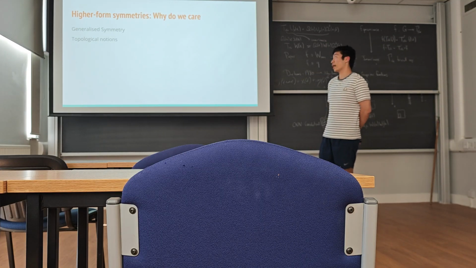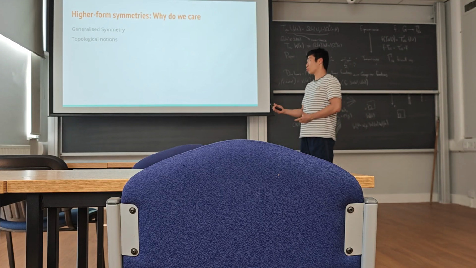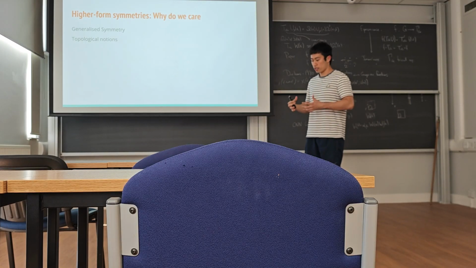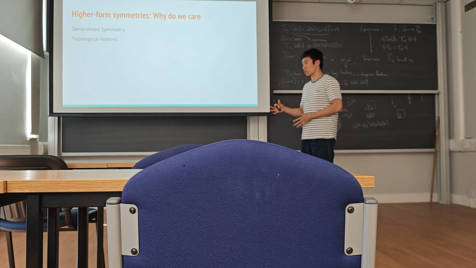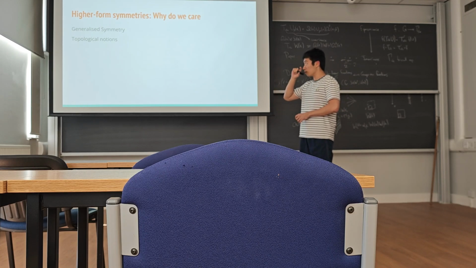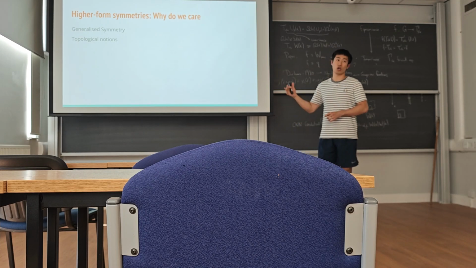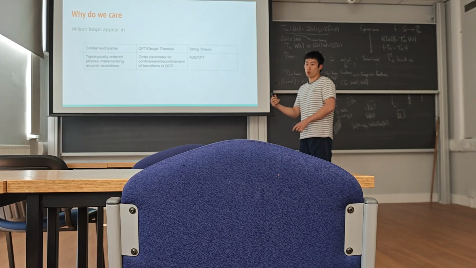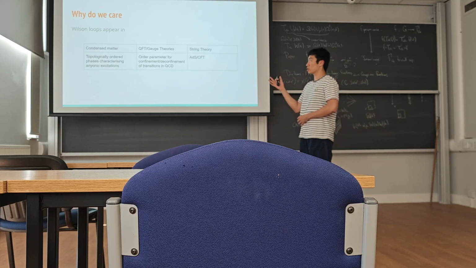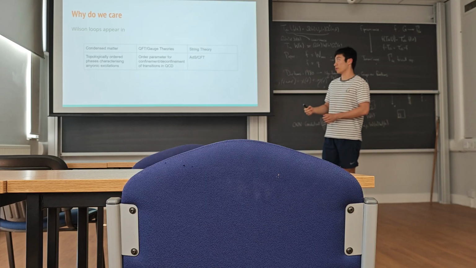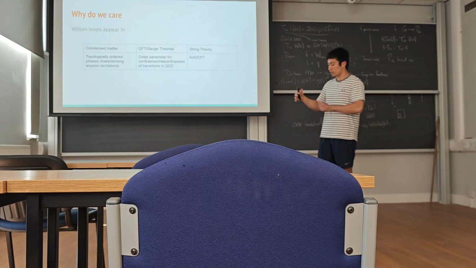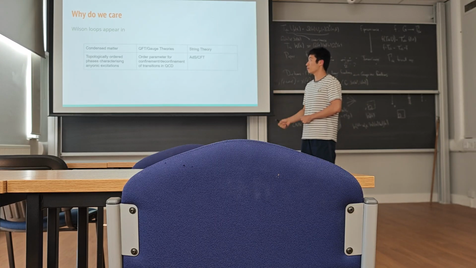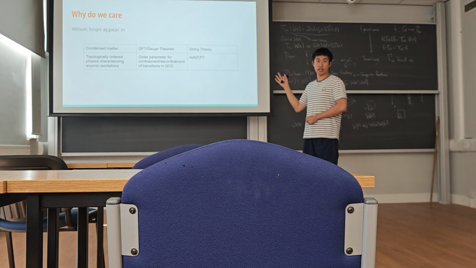So before we even begin, why do we care? Well, higher form symmetries are a form of generalized symmetries, and it's always helpful to have a generalized structure that you can discuss a lot of different structures in. And also, when it comes to higher form symmetries, there are some beautiful topological notions involved. And one more example is, I just mentioned Wilson loops. It's not a very general structure, but it appears in a variety of contexts. So for example, in condensed matter, and also in QCD, and finally in string theory as well.